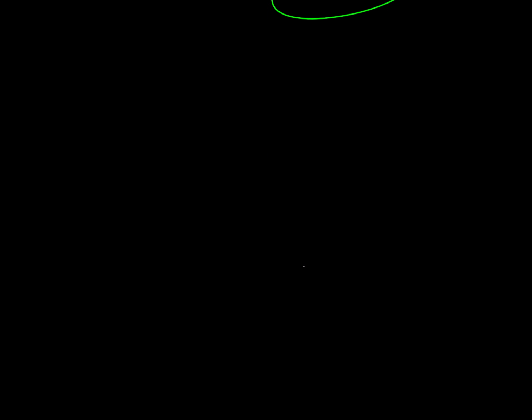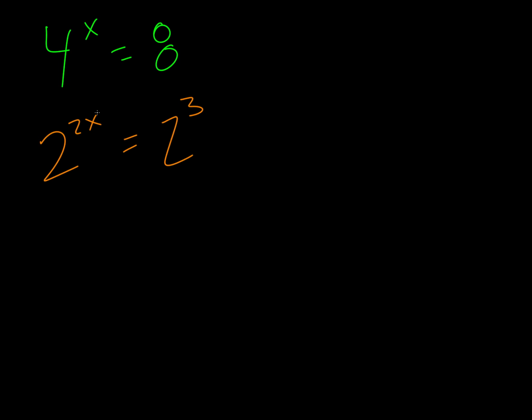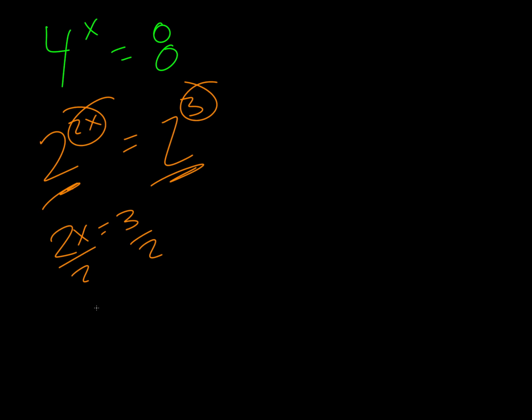Okay, let's continue with that. So we have 4 to the x equals 8. Now there's no way to write 8 as a base 4, but we could write 4 as a base 2, and we could write 8 as a base 2. Since we have base 2, this thing must equal this thing. So 2x equals 3, divide by 2, and x equals 3 halves.